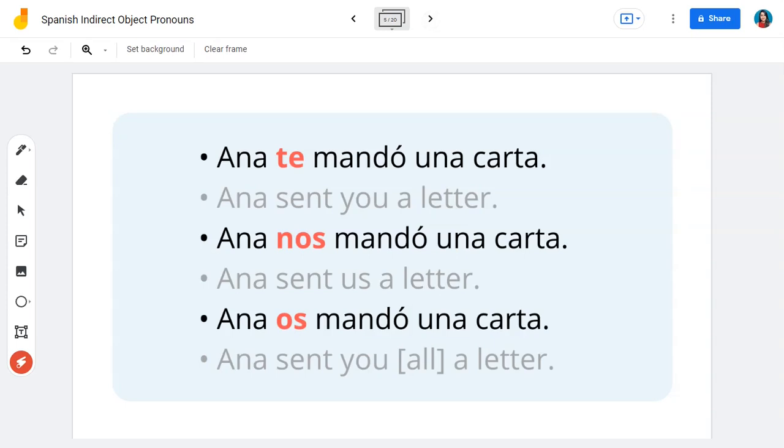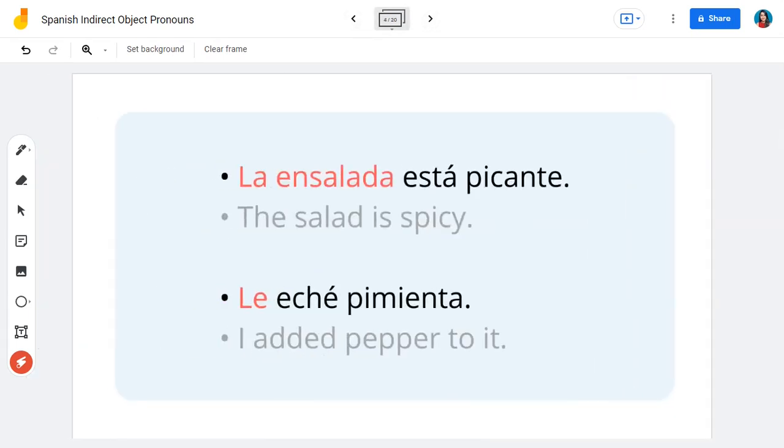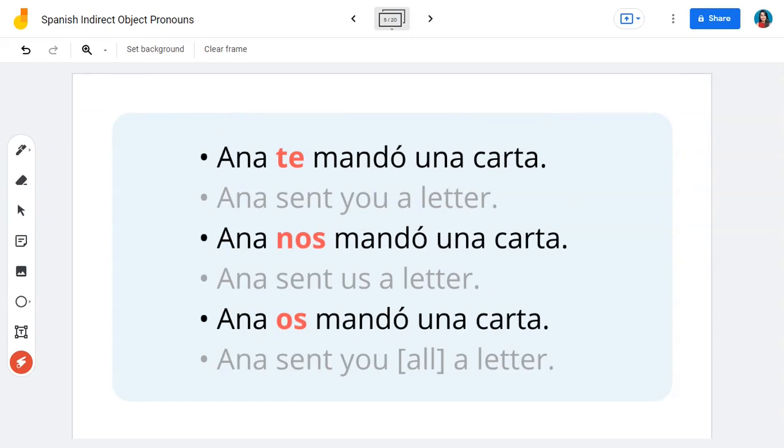Now let's talk in more detail about me, te, nos, os. The pronouns me, te, nos, os are not ambiguous. They're easy to understand. They have a direct translation in English. Me means me, te means you, nos means us, and os means you guys or you all, right?